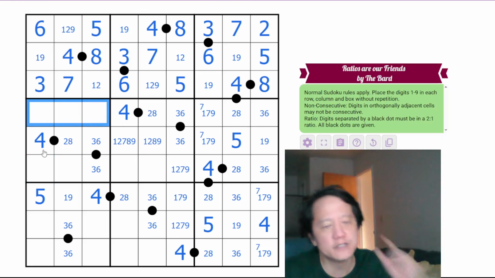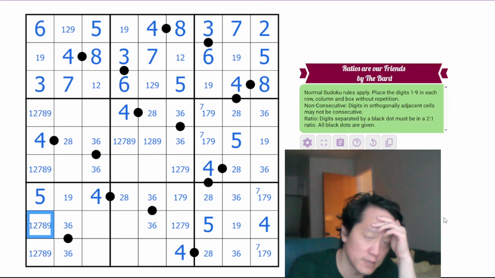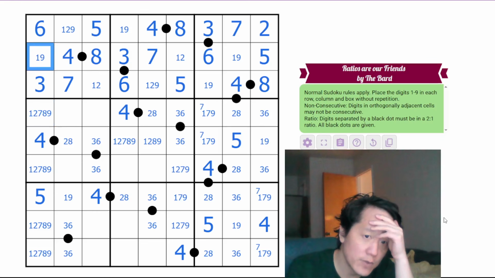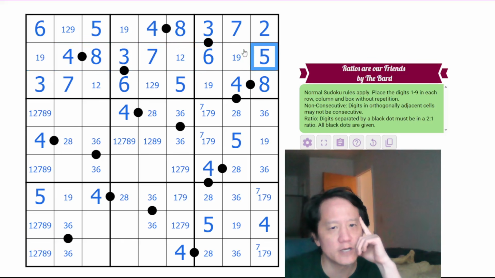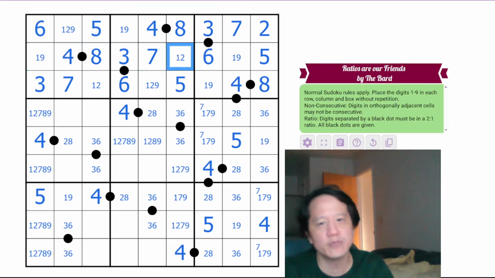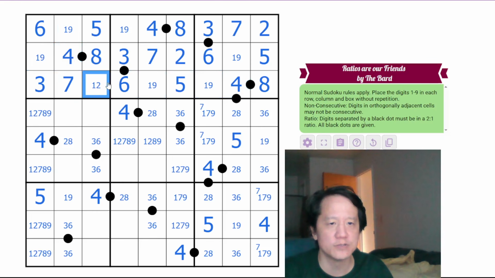Okay, remaining digits in column 1, we have 1, 2, 7, 8, 9 again. We have a 1, 9 pair in row 2, which eliminates 1 and 9 in the rest of the row. So this can't be 1, it's 2, which means this can't be 2. We have a 1, 9 pair. 2 eliminates 2 here, so that's a 1, 9 pair in row 3 also, so this can't be 1, that's 2.